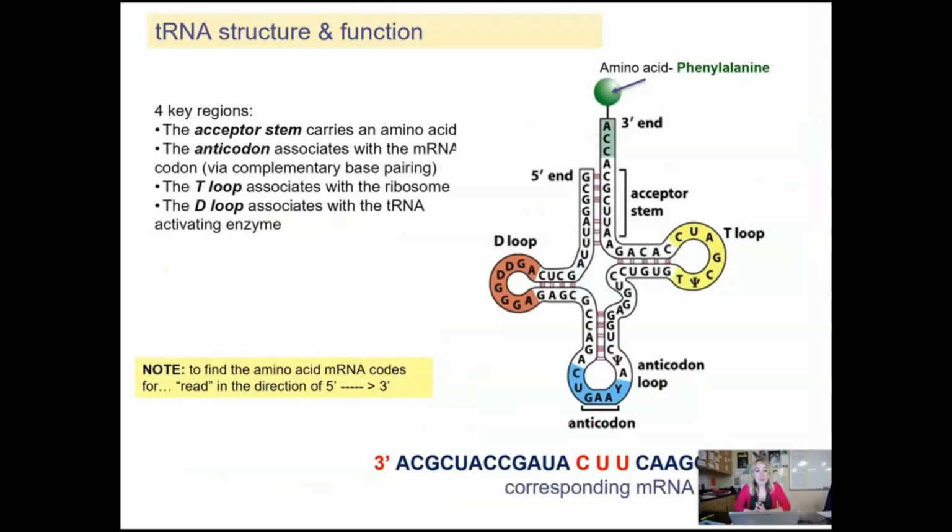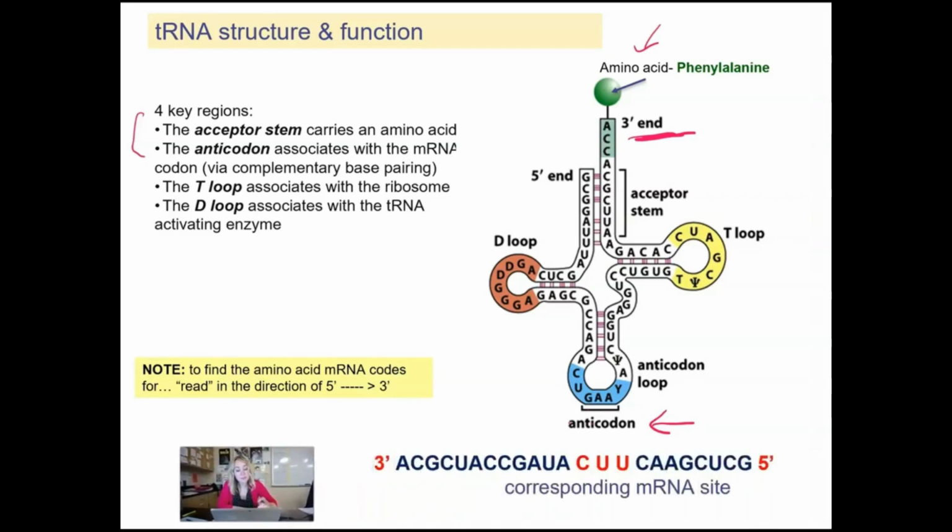Okay, so the tRNA is another component that is going to help mediate the translation process. tRNA has 4 key regions, and we're going to be concerned mainly about those 2: the acceptor stem that carries the actual amino acid at the 3' end, and then the anticodon loop. So this is the loop that contains the anticodon. The anticodon will be complementary to the codon. The codon is found on mRNA, and you can see here, yes, we have those prime ends.